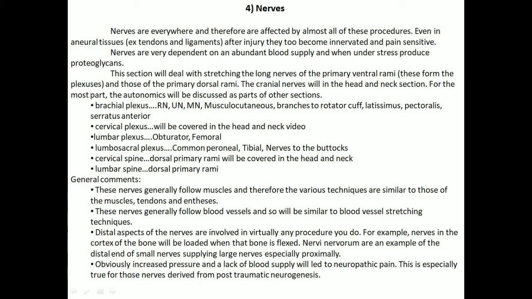This section will deal with the stretching of long nerves of the primary ventral rami. These form the plexuses, and those are the primary dorsal rami. The cranial nerves will be in the head and neck section. For the most part, the autonomics will be discussed as parts of other sections.